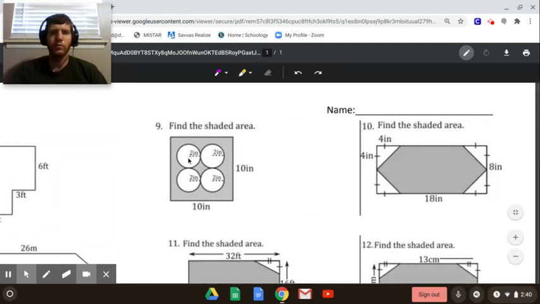Let's look at number 9. Okay, we have 4 circles inside a big rectangle, so let's do the rectangle first. So the area formula for a rectangle is length times width, which is going to be 10 by 10, which is going to be 100 inches squared.